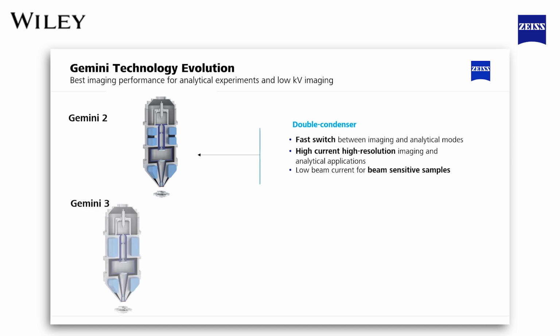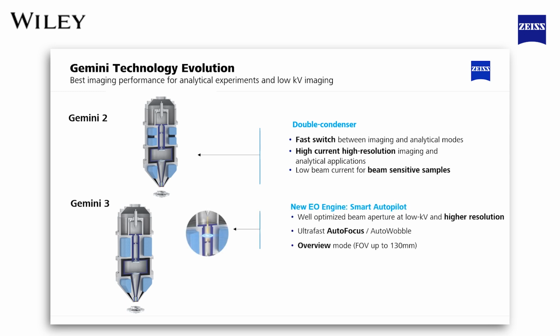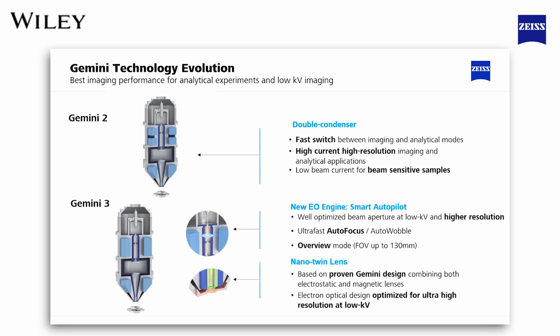The Gemini 3, on the other hand, has a purpose-built, high-performance, high-resolution configuration with only a single condenser, but some advanced lens designs that couple magnetic and electrostatic lenses. This also can be successfully used for ECCI, however, 460 is much more favorable.